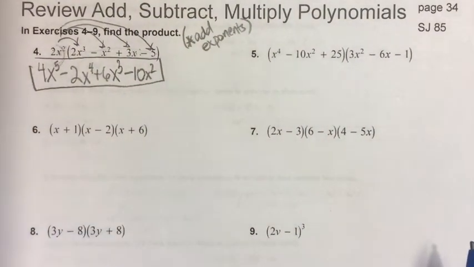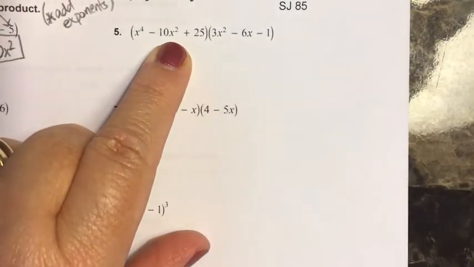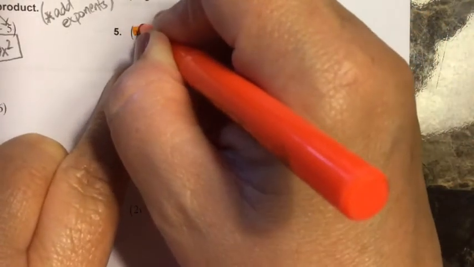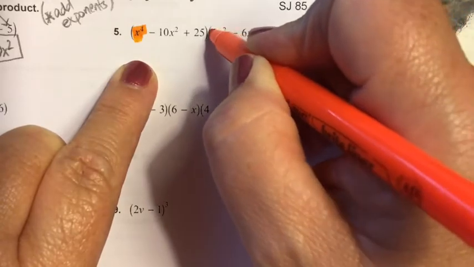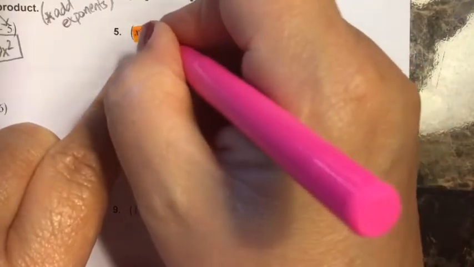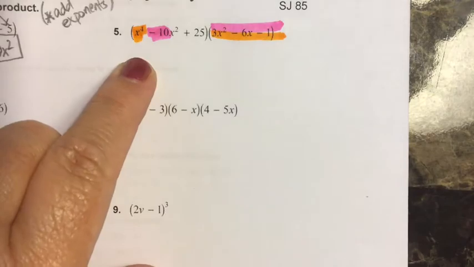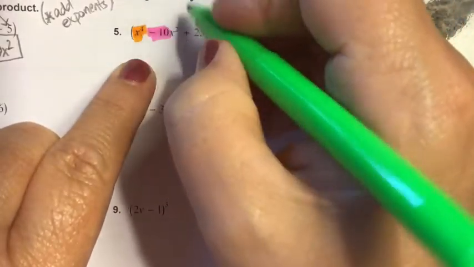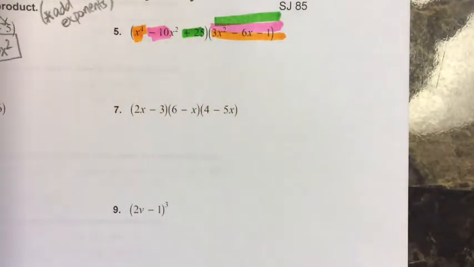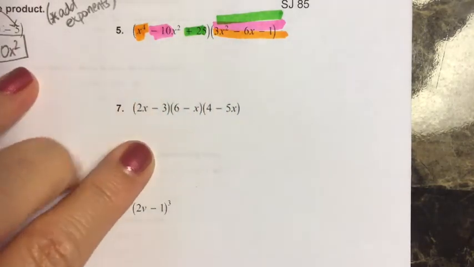For number 5, we have a trinomial times a trinomial. What we're going to do is multiply this term by this entire trinomial. Then we're going to multiply this term with this entire trinomial. And then we're going to multiply this term with that same entire trinomial. I'm going to need probably all of this space to write out what I have to do.